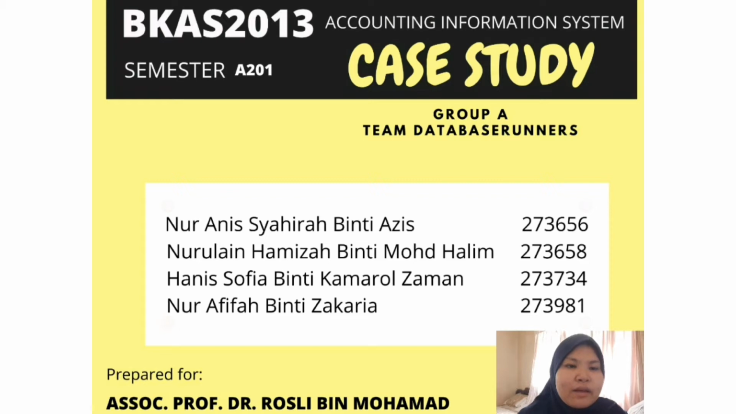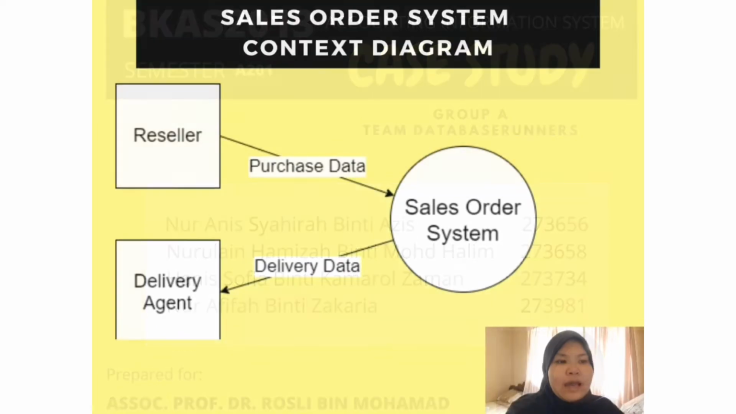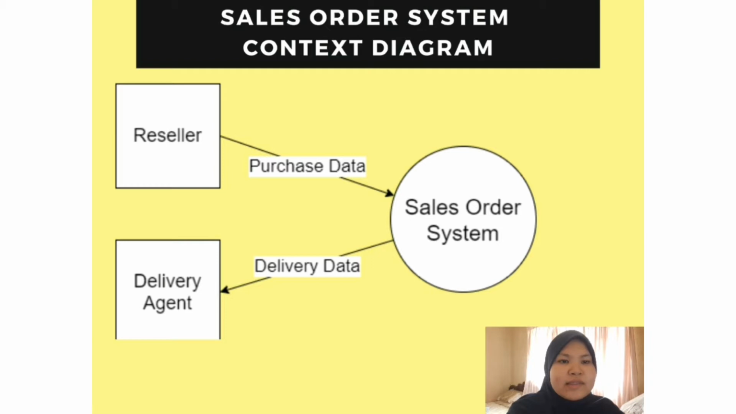First of all, I would like to introduce myself. My name is Nurul Ain Hamiza binti Muhammad Halim and my matric number is 273658. I'm going to present about the context diagram.